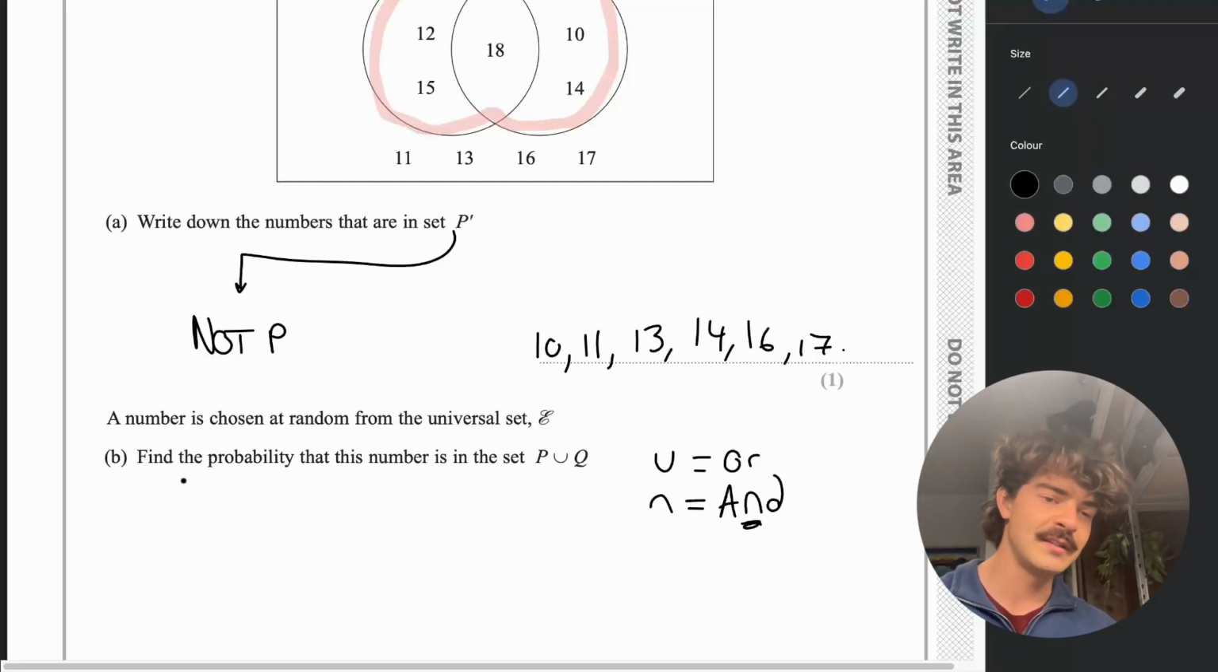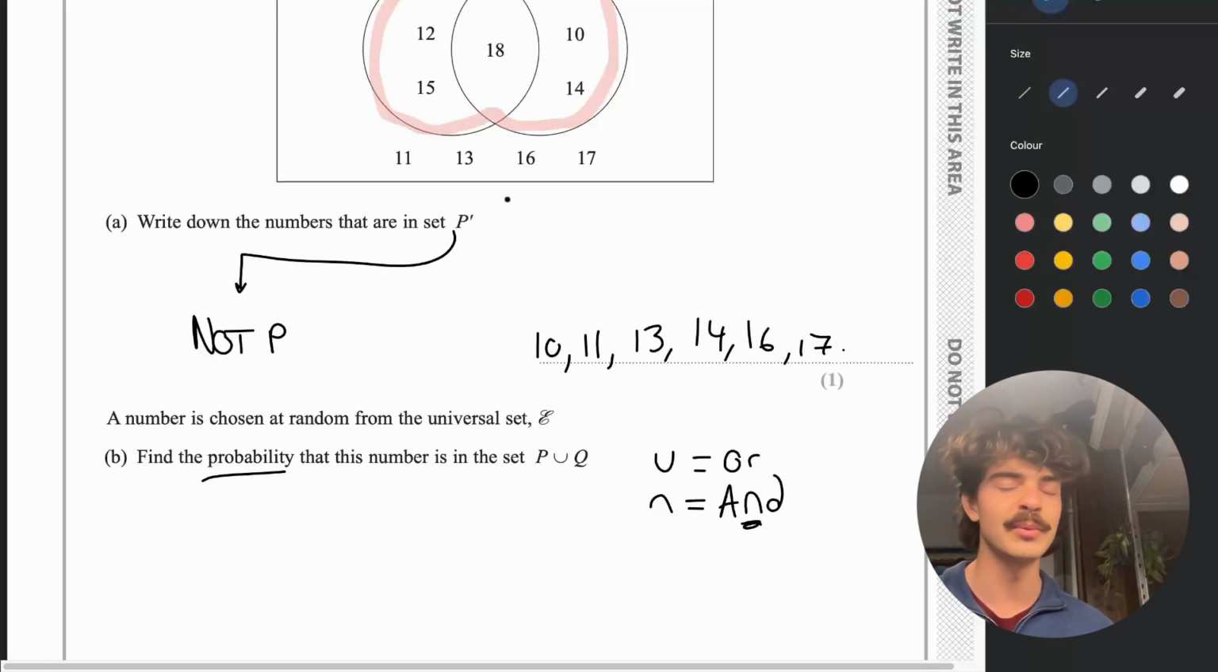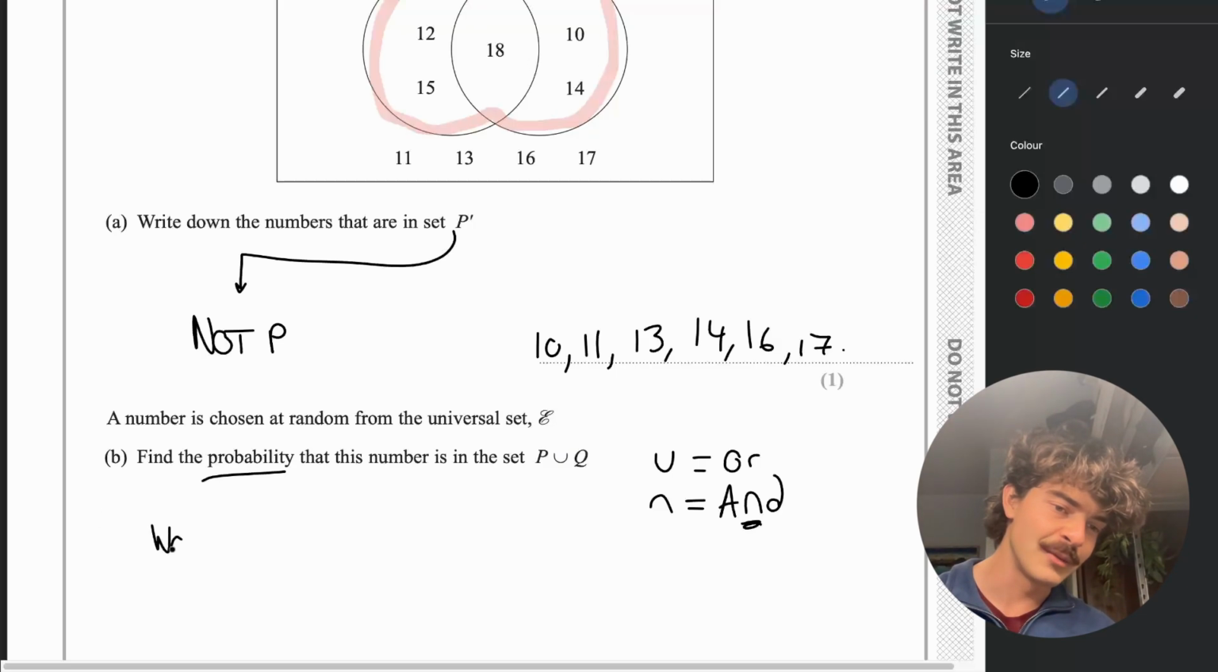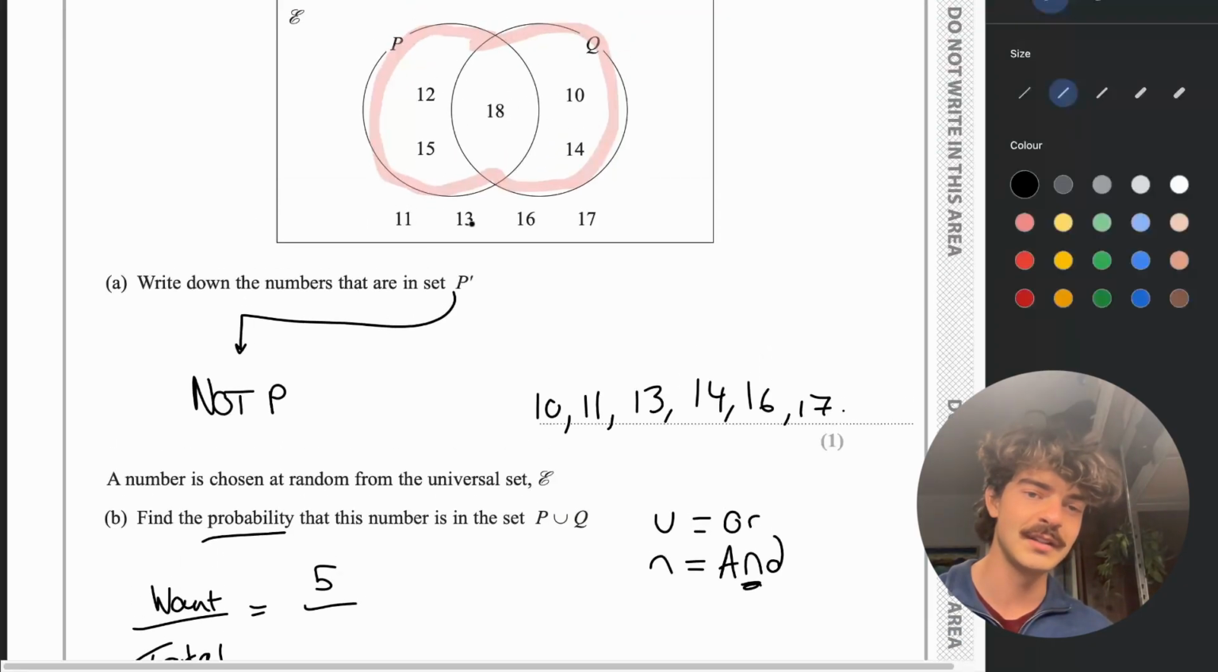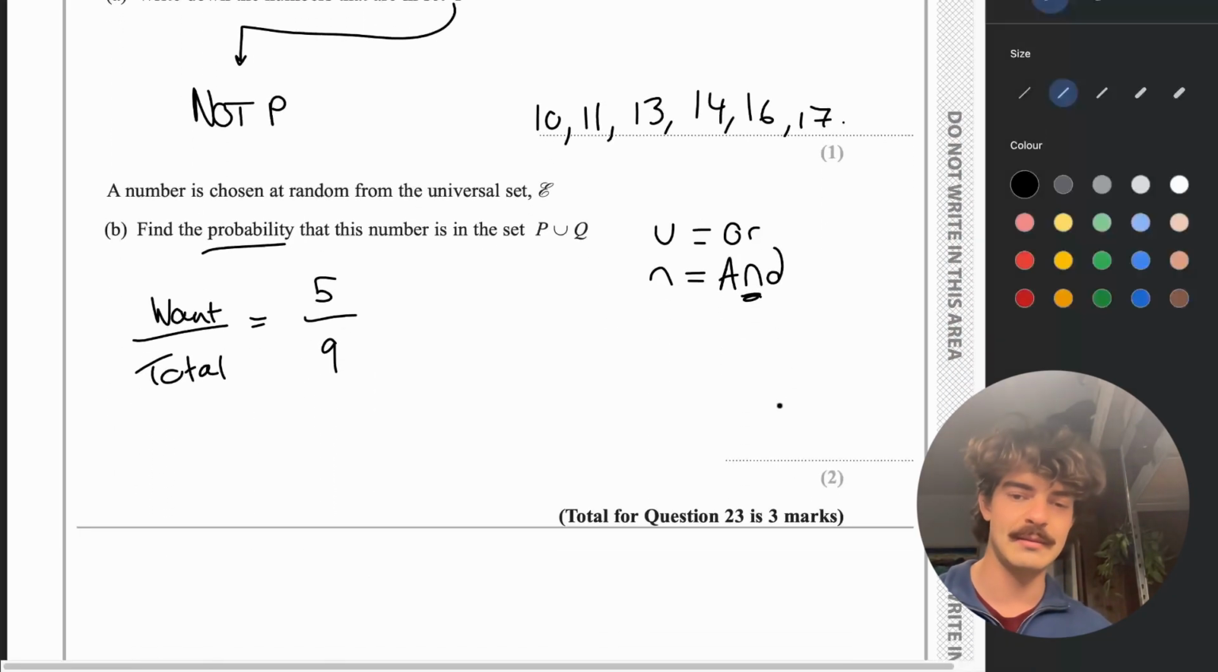Now the question for us says, find the probability. We've got one of these numbers being chosen at random, and we want to know the probability of it being in the sort of orange outline, right? This 12, 15, 18, 14, or 10. Now, the way that we find probabilities is the things that we want out of the total amount of options. So in our case, there were 5 things that we wanted. 1, 2, 3, 4, 5 out of a total of 1, 2, 3, 4, 5, 6, 7, 8, 9. There we go. That would be our probability.